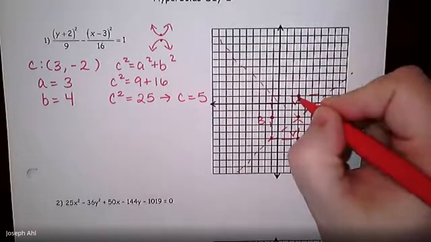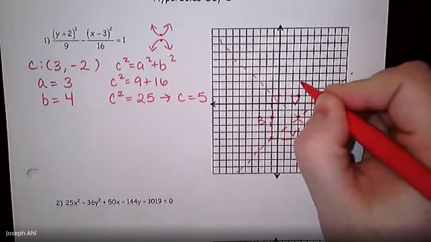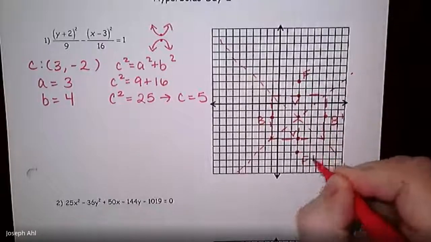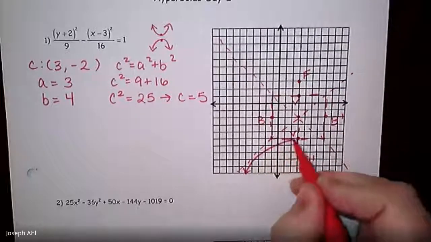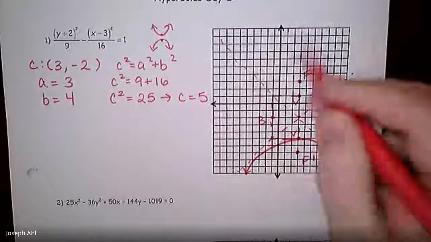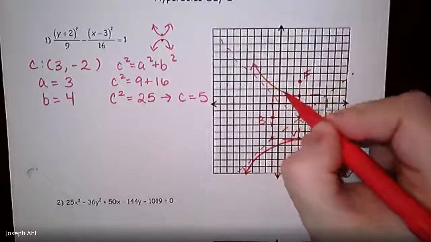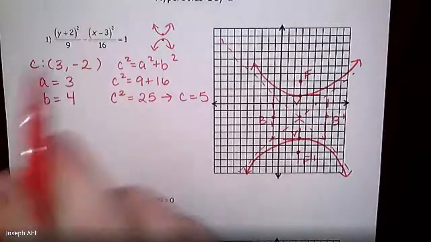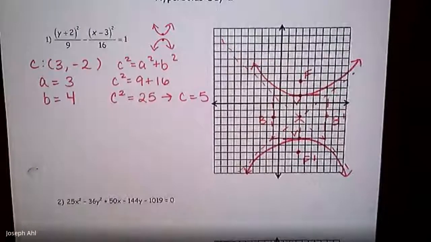While I'm at it, I probably should include the foci, which were going to be up 5 and down 5 from the center. And the hyperbola branches are going to open up and eat the foci here. So you're going to get a graph that looks something like this. Okay, hopefully that all makes sense with what we saw in the lesson the other day.